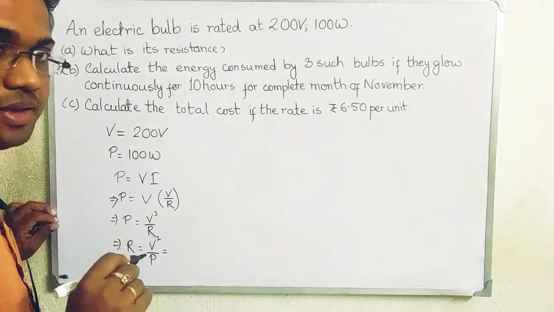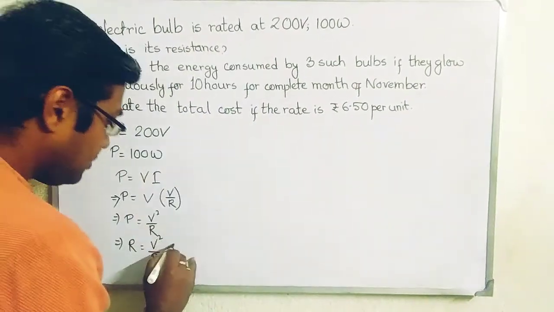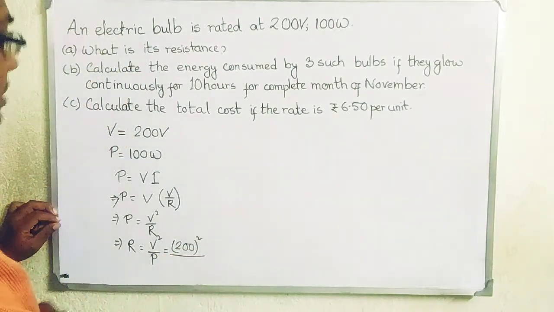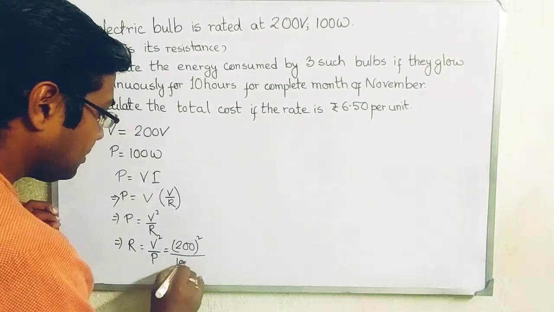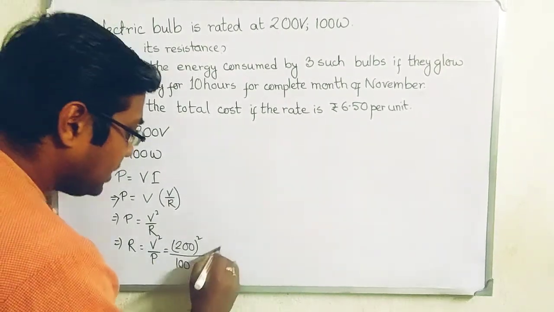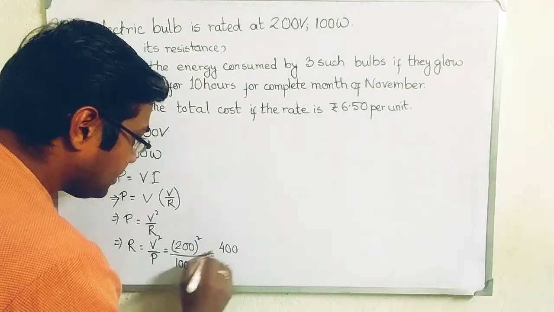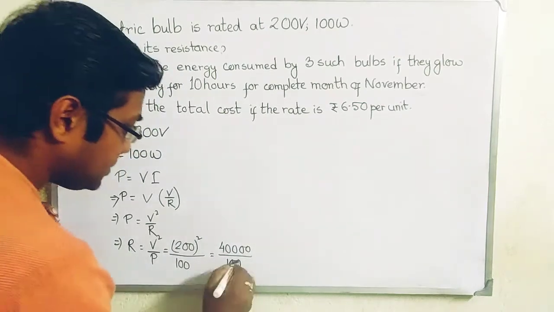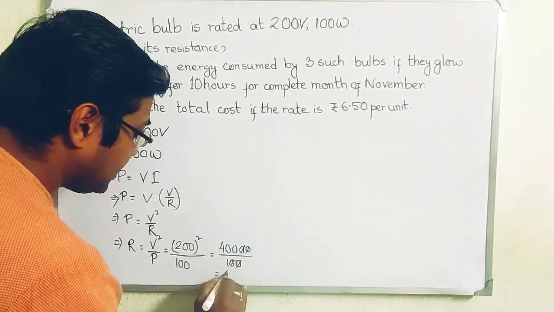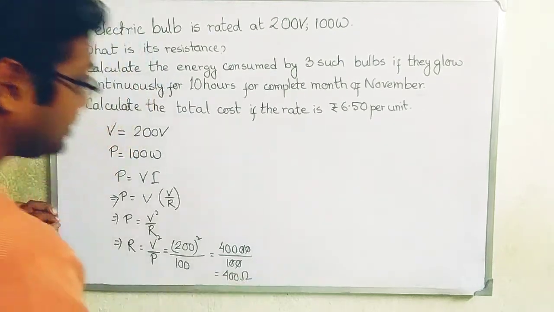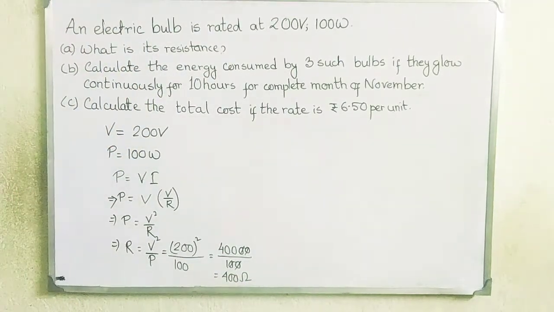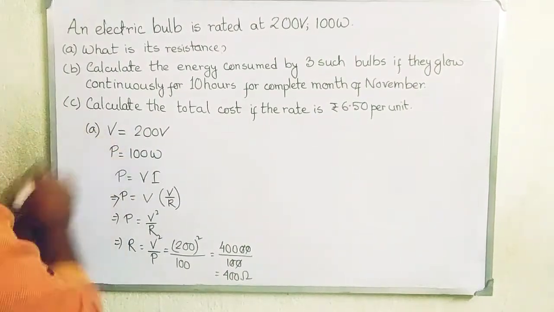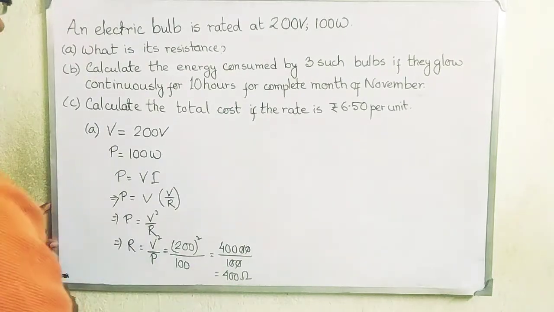Okay, so what is V? V is 200 volt, so I am just placing it here, 200 square. Power is 100. So it will be 4, 2 zeros, again 2 zeros, divided by 100. So the zeros cancel out. So the resistance of the bulb is 400 ohm. So the first part of this question is complete. Resistance of the bulb is 400 ohm.